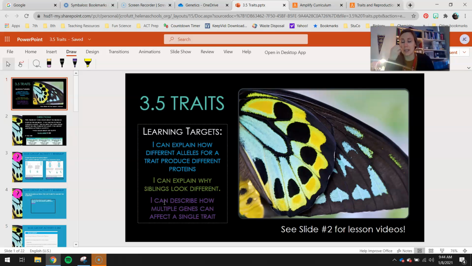So oftentimes when we study things in genetics, we look at really simple things, especially for you guys in 7th grade. But in real life, oftentimes a certain trait that we see is affected by more than one gene.